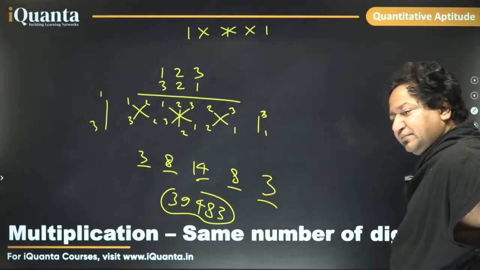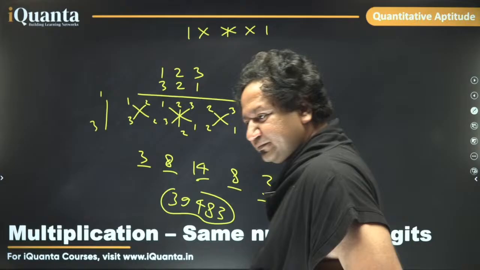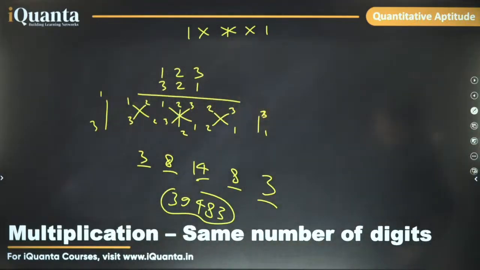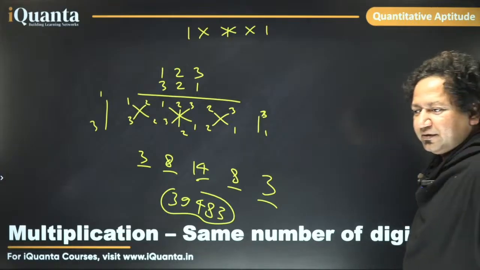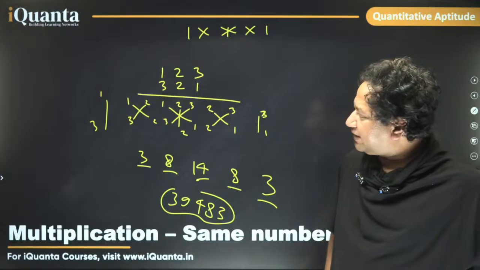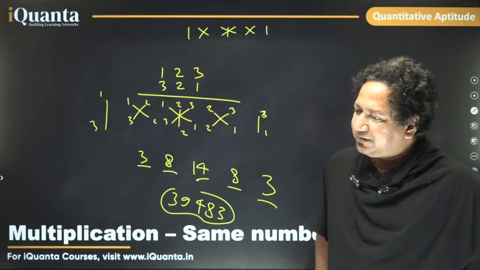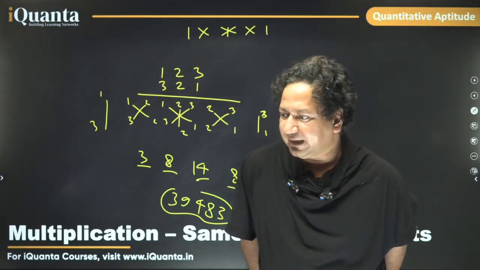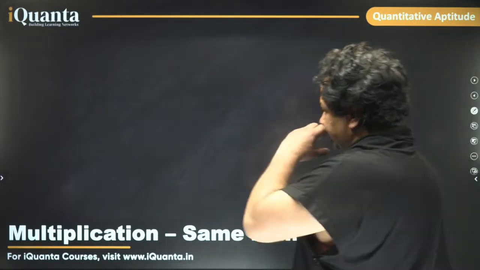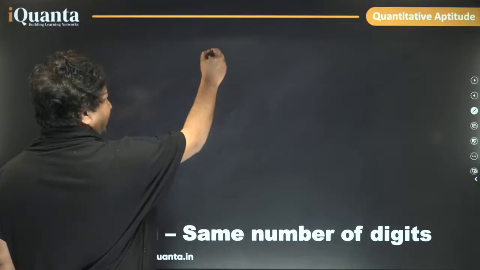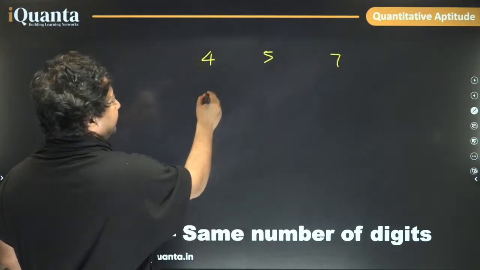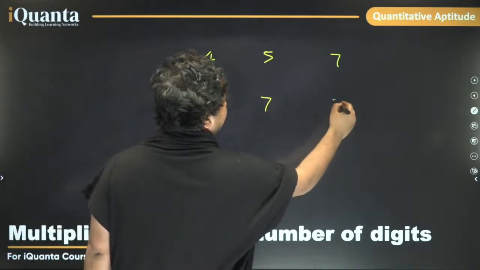Got it, everyone? Looks good. Even if it looks time-consuming the first time, after a while this won't take any time. It becomes very easy after a while. Okay. Let's do one more. You will tell me the answer. 457 multiplied by 673.